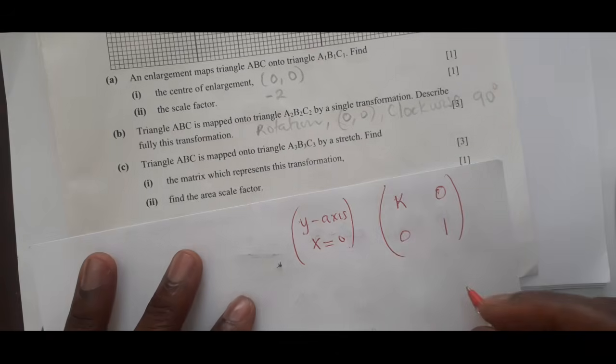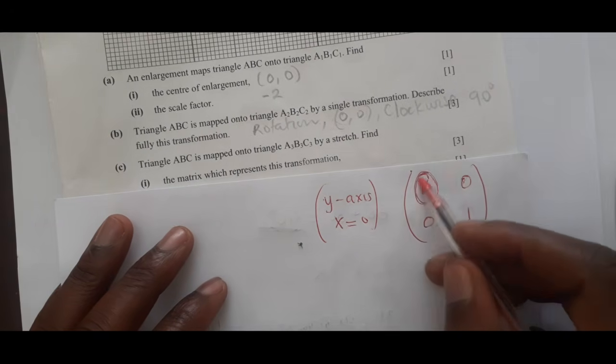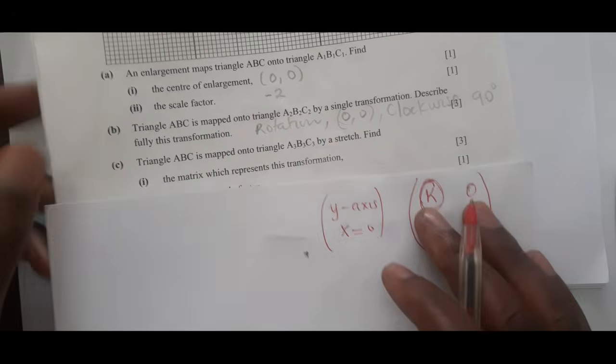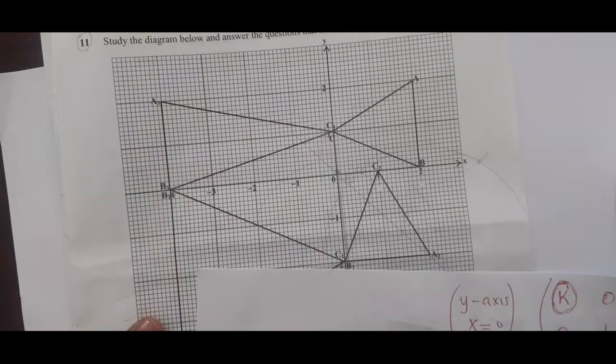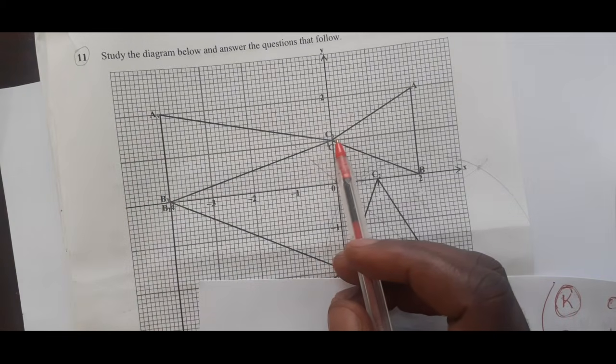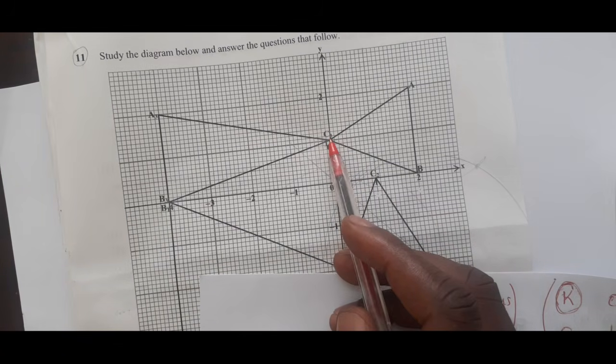This is the matrix that we are using. So all we need to do here is to find the value of what? K. Then we put K here, and then we'll be done. So we're going to look at the distance from the invariant line. The invariant line is here.